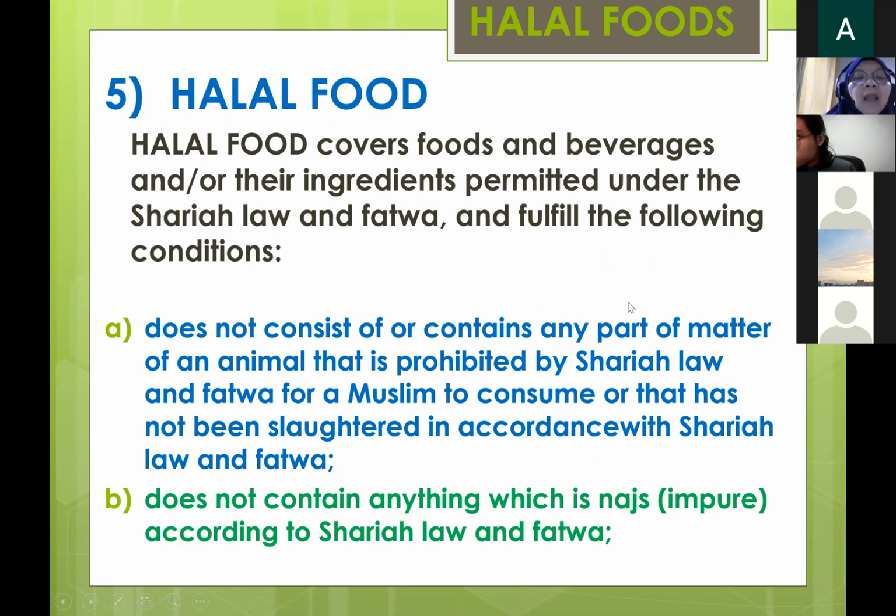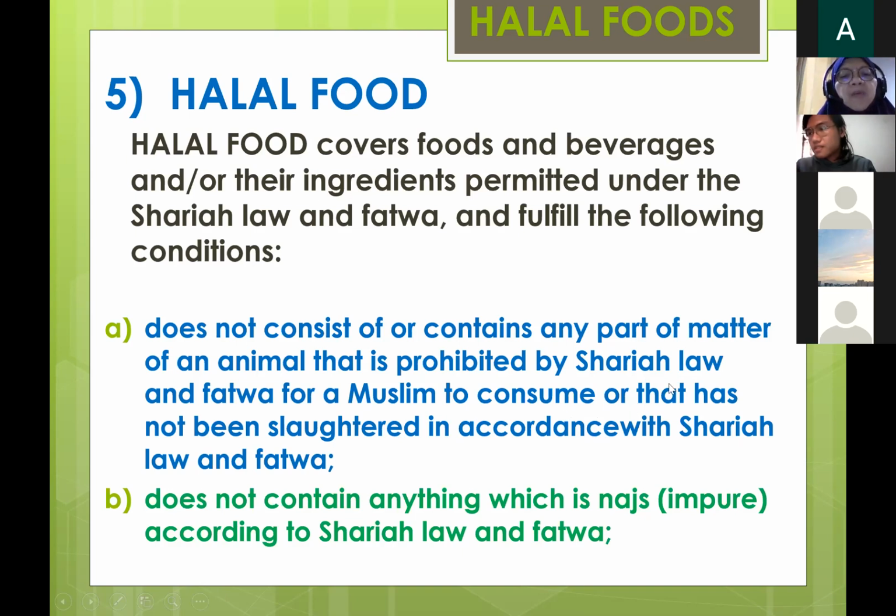Number one, halal food does not contain any parts or matter of an animal that is prohibited by Sharia law and fatwa. Not just prohibited, but by whom? By Sharia law. What are the animals that are prohibited? For example, dogs and pigs. And then another condition, if it is an animal, it must be slaughtered according to Sharia law.